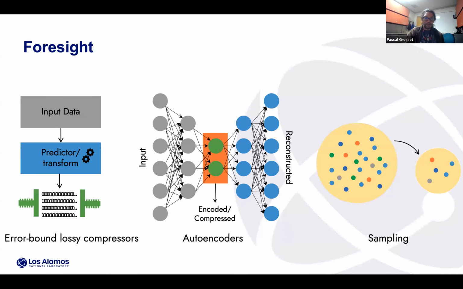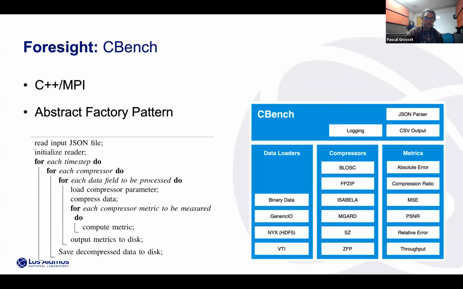For Foresight, we can support error-bound lossy compression, autoencoders, and sampling. The part that does the data reduction is called C-bench, and C-bench is basically an abstract factory pattern. There are a bunch of data loaders, compressors, and metrics, and for each of them there is an interface that you can implement to add your own data loader, compressor, and metric. The diagram here shows the data loaders, compressors, and metrics that are supported.